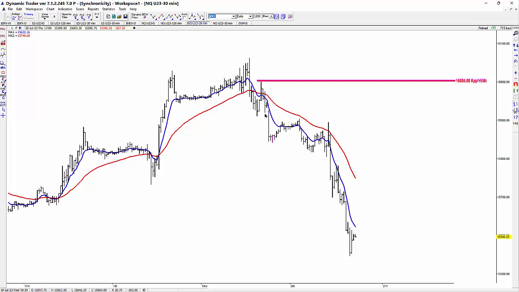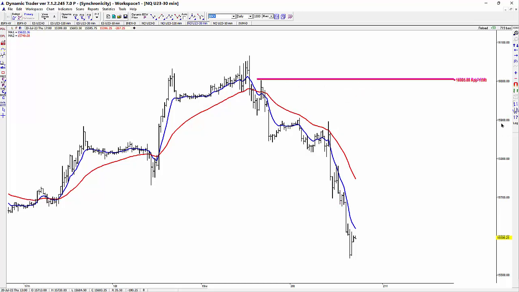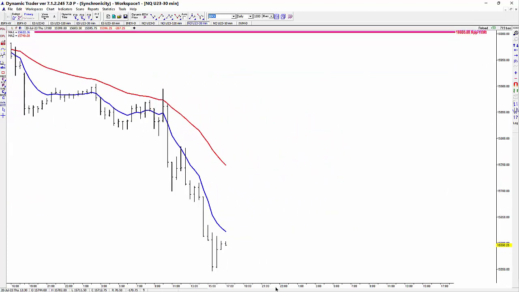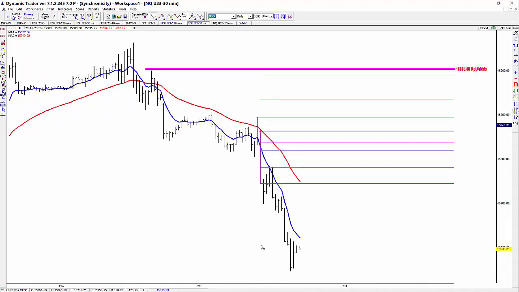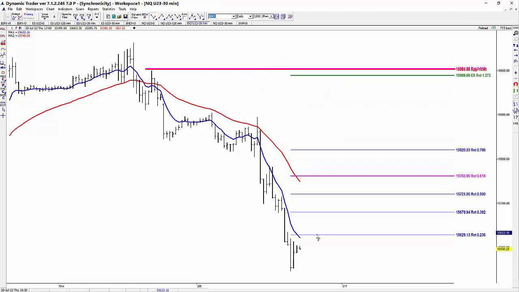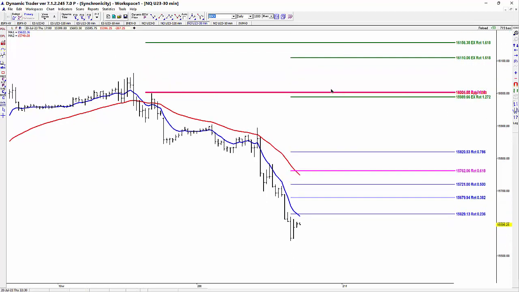Well, the bold ones, what are they? Symmetry is very important. 618 is really important. Actually, let me see. Oh, I do have the 618 bolded. Extensions are very important because this is where moves tend to terminate.